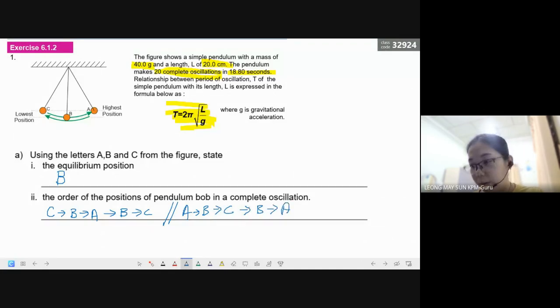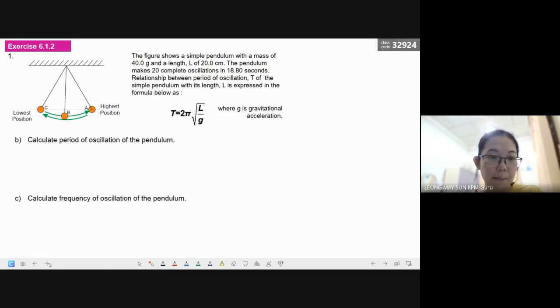Can, no problem. You can also say that you start from position B. If you start from position B, it can go to A, back to B, to C, and then back to B again. So any other method, as long as it is one complete oscillation, the answer will be acceptable. So please make sure that you write the arrows. Okay, so that's the first part.